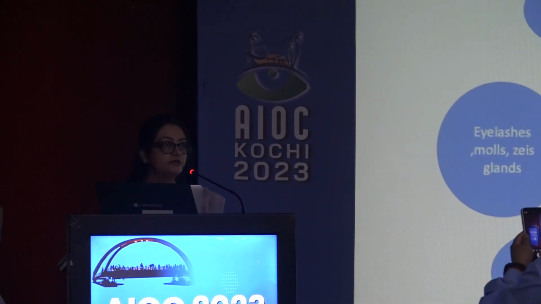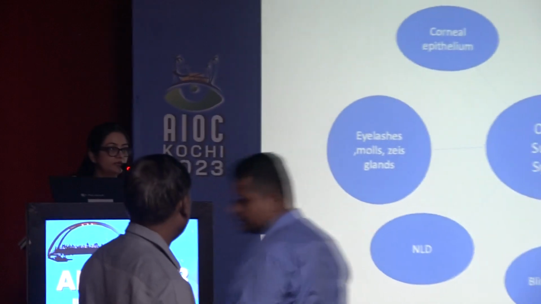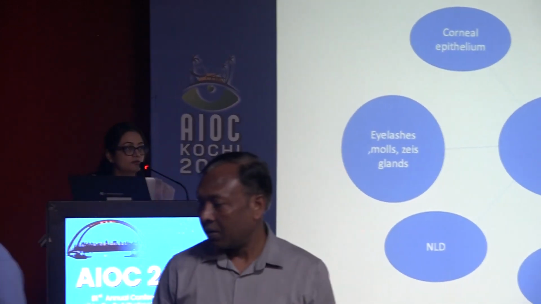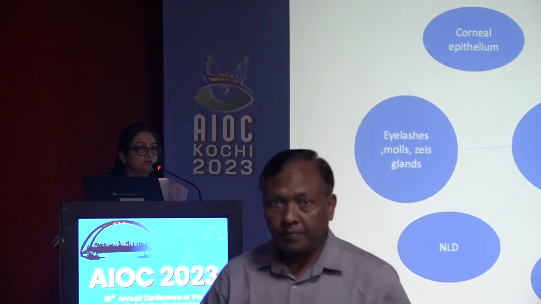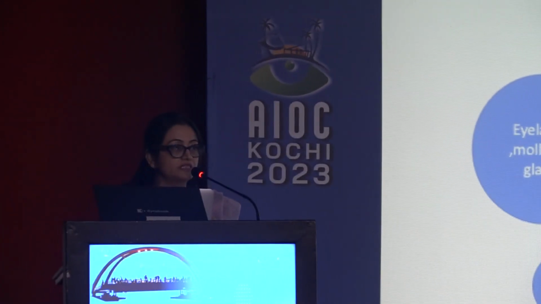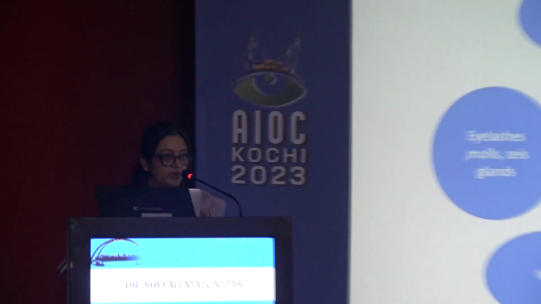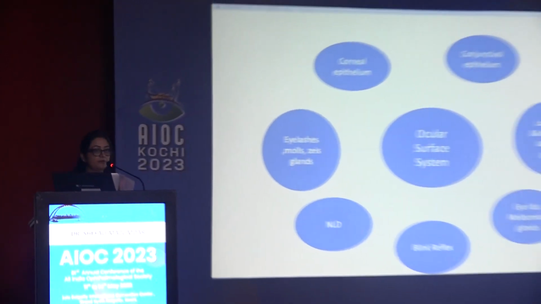So whenever we say ocular surface, in general, what do you think? We are talking about what? Anyone? In general, we are talking about corneal epithelium, conjunctival epithelium, and tear film. These are the three main important things.